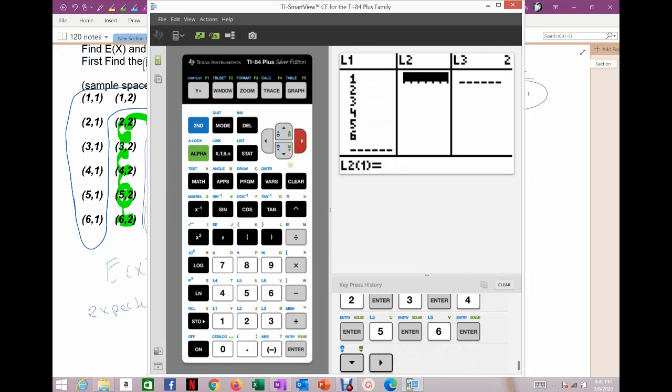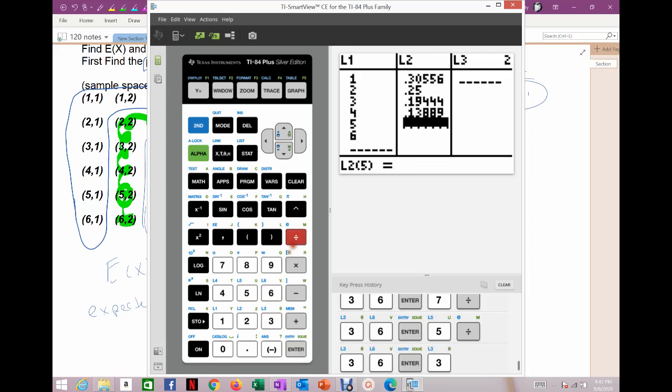List 2 are your probabilities of getting those. So 1 was 11 divided by 36. And again, type it in exactly. 2 was 9 divided by 36. 3 was 7 divided by 36. 5 divided by 36. 3 divided by 36. And then 1 divided by 36. Alright, so as long as they're plugged in there right, I'm ready to quit.